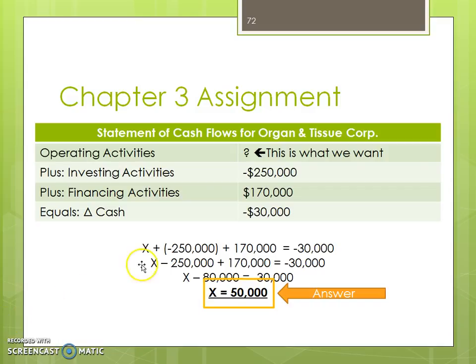So what that means is that we generated $50,000 of cash due to operating activities.